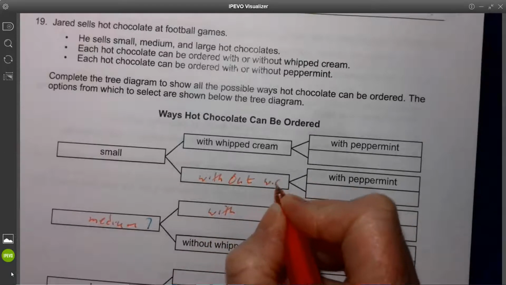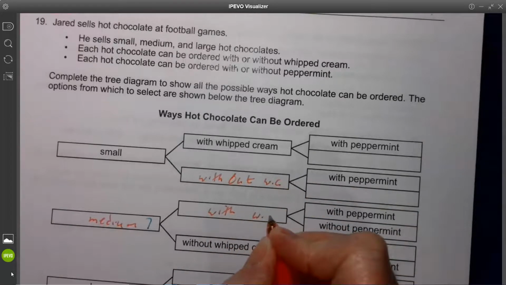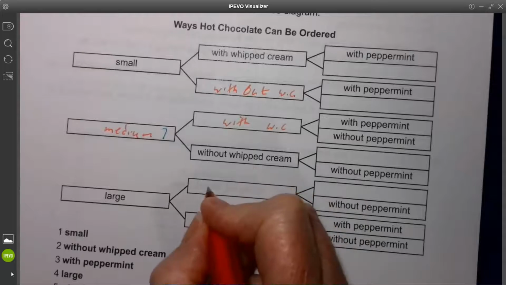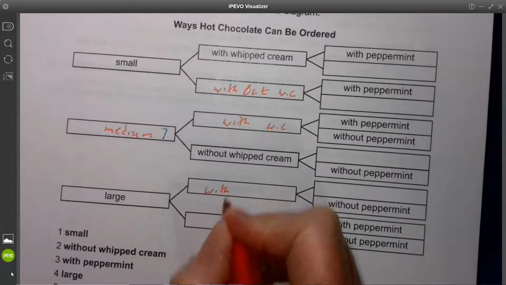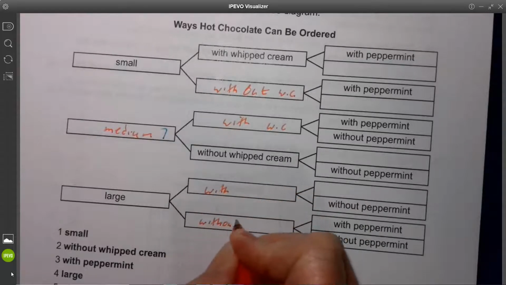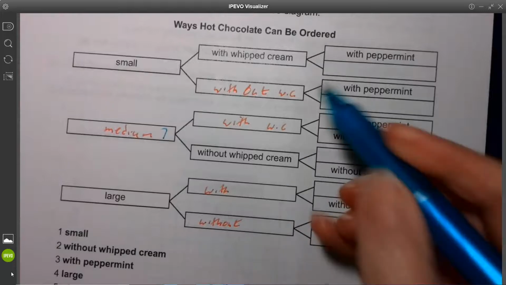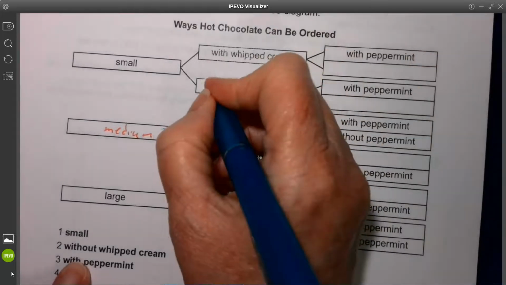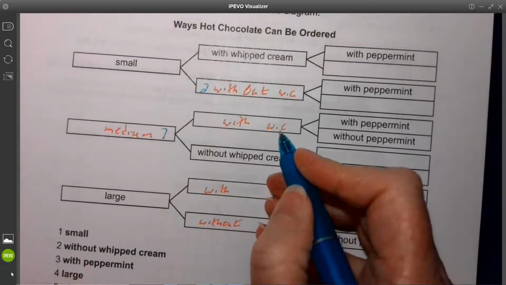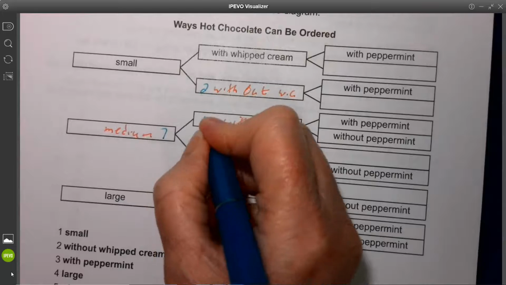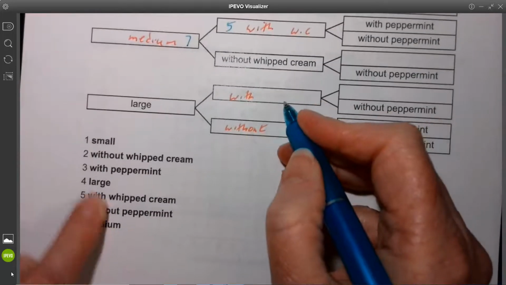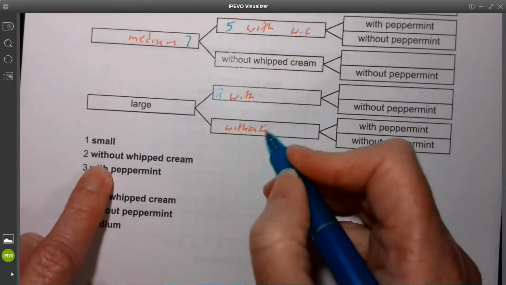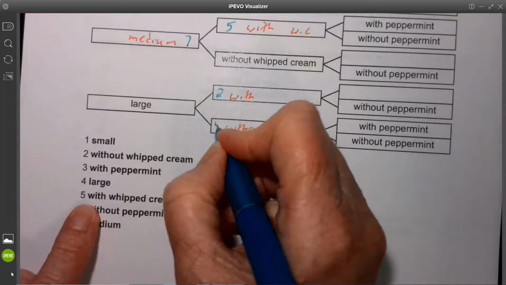This is with whipped cream. Without whipped cream. With, without. So again, I can just go back. Without whipped cream, that's a 2. With whipped cream, boy, they're making it difficult on us, 5. With whipped cream is a 2. And without whipped cream is a 5.